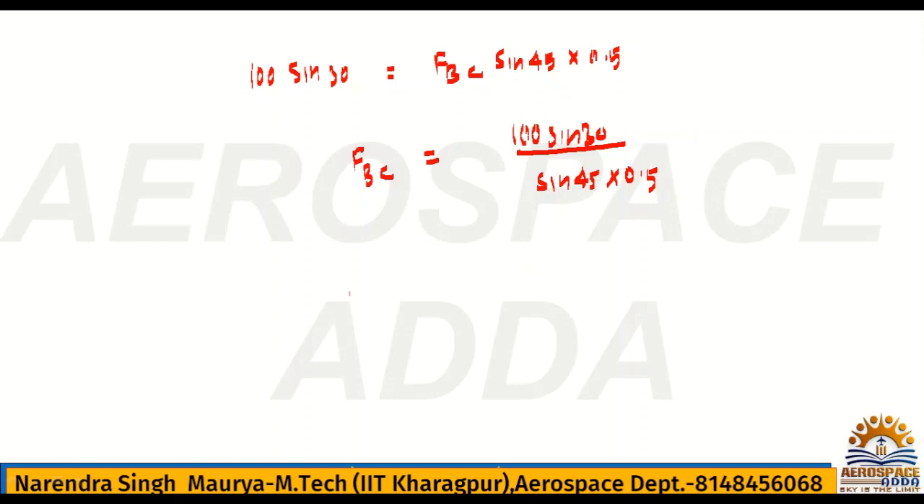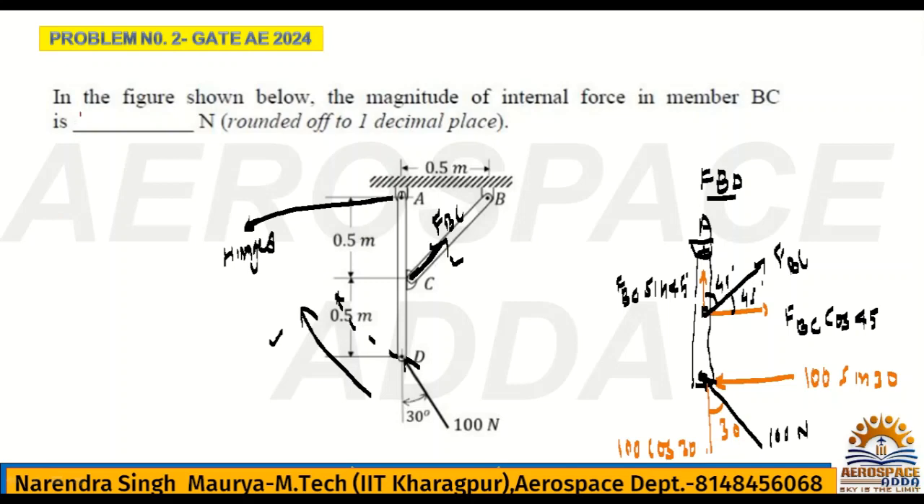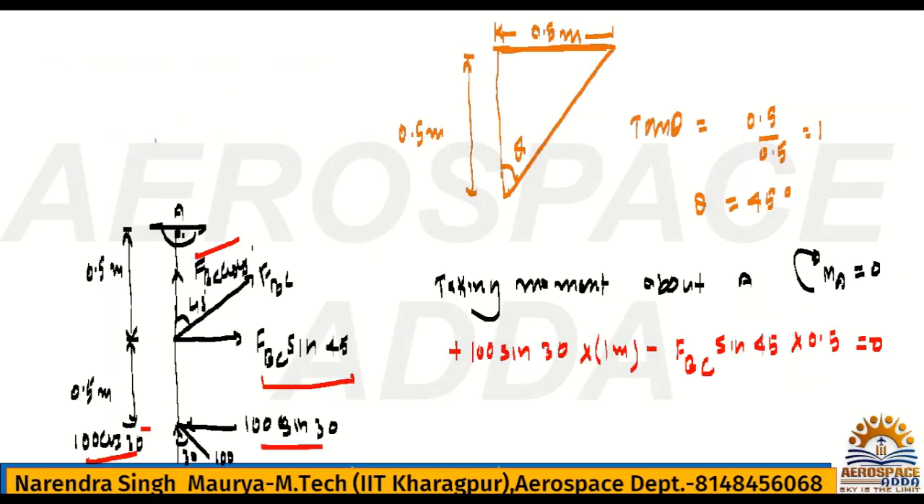So let me check. 100 into sin 30 divided by 0.5, and divided by sin 45, so I'm getting 141.42 Newton. This is the value. It's a fill in the blank, so the correct answer is 141.42. They said round off to one decimal place, so if you round off 141.42, you will get 141.4 Newton. This is the answer for this. Now we'll move on to the next question.